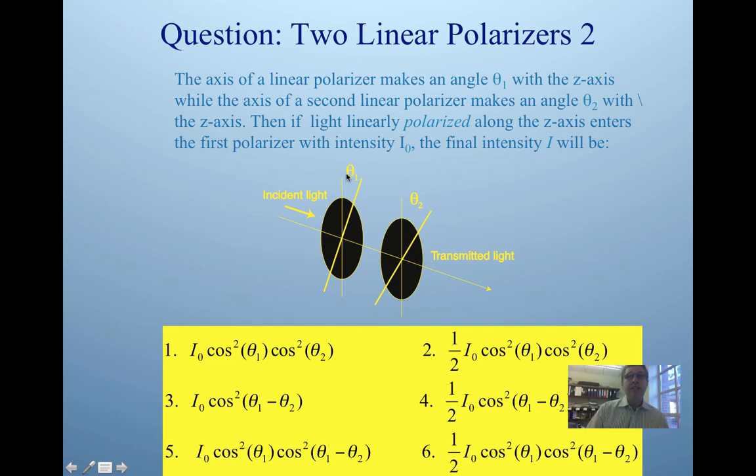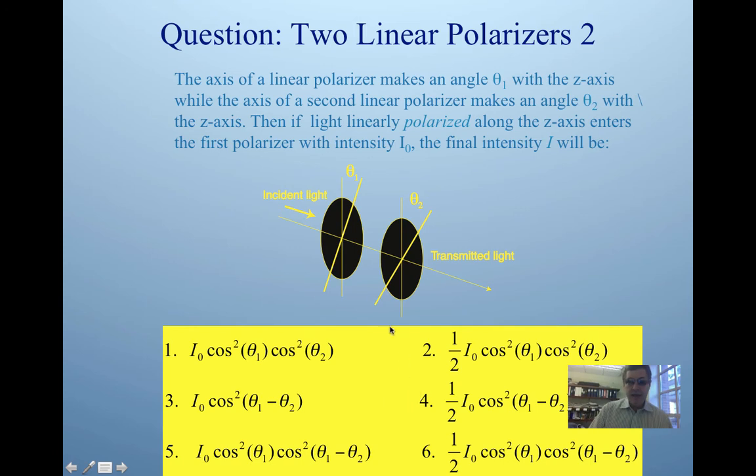So we now expect that we do need a cosine squared theta 1 in here. It now is going to make a difference because we have to know how far the transmission is rotated off of the input polarization. Then it passes through the next filter, and that factor gives us the same cosine squared of theta 1 minus theta 2 that we had in the previous problem. So I still want either answer 4, 6, or 5 here.